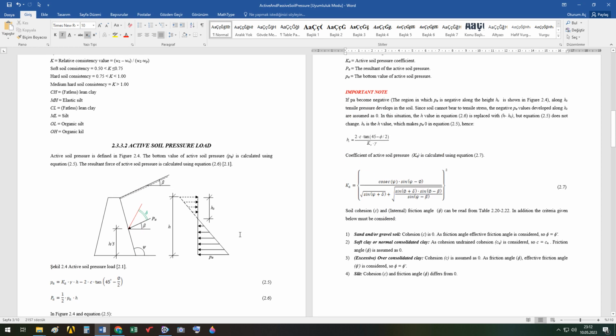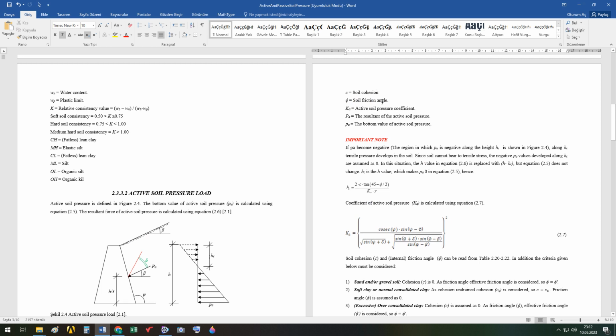Gamma is the soil unit weight. And soil cohesion and soil friction angle can be obtained from tests or from the ready tables, as I mentioned previously. Active soil pressure coefficient is calculated by this formula, and these two are explained right before.